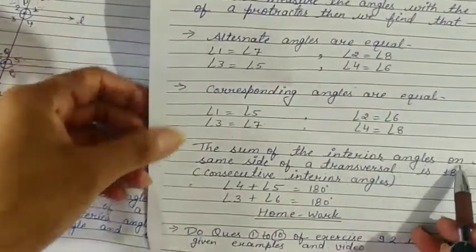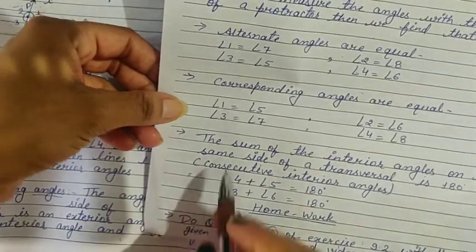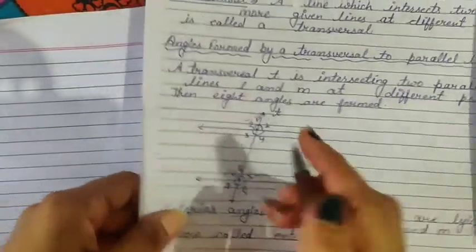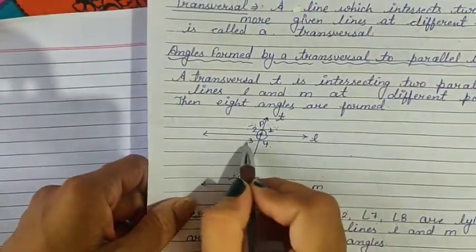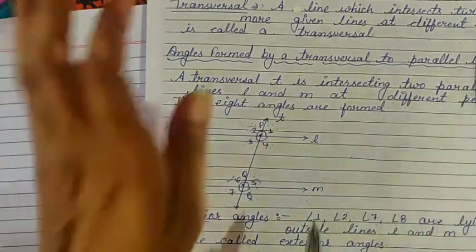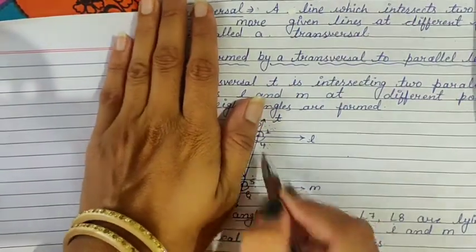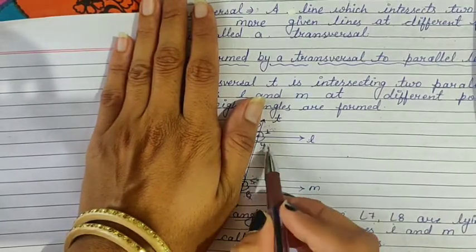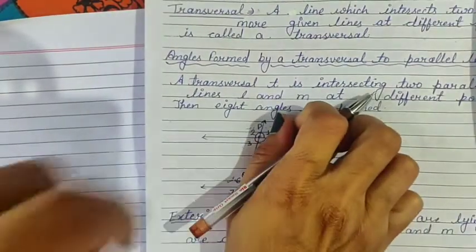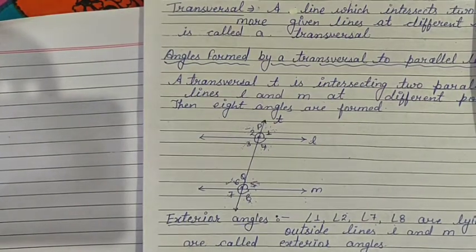The sum of the interior angles on the same side of a transversal is 180 degrees. These are called consecutive interior angles. It means the sum of interior angles. These angles 1, 3, 4, 5, 6 are interior angles, and the sum of interior angles on the same side means the same side of the transversal. Interior angles on the same side of this transversal are 4 and 5. So the sum of 4 and 5 equals 180 degrees, and the sum of 3 and 6 also equals 180 degrees. They are consecutive interior angles.